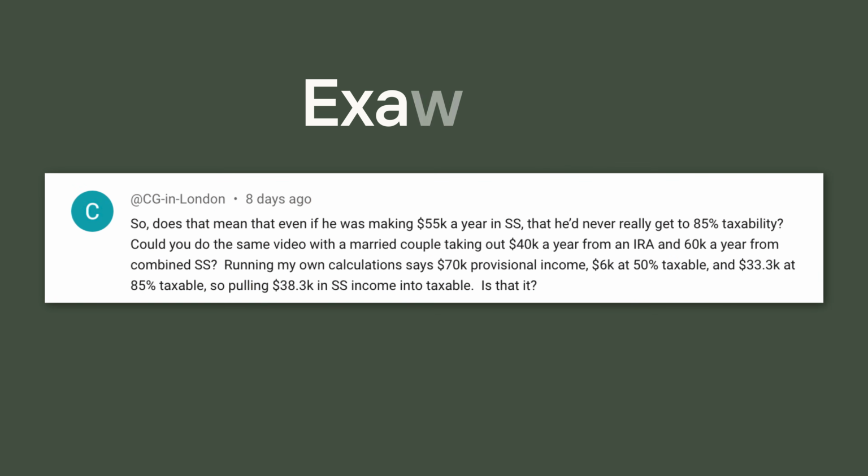Okay, this example comes from a comment on my last Social Security calculation video from CG in London, and it says, could you do the same video with a married couple taking $40,000 a year from an IRA and then $60,000 a year of combined Social Security? Running my own calculations, it says it'd be a $70,000 provisional income, $6,000 at 50%, and then $33,300 at 85% taxable. So pulling $38,300 into the Social Security income tax calculation.